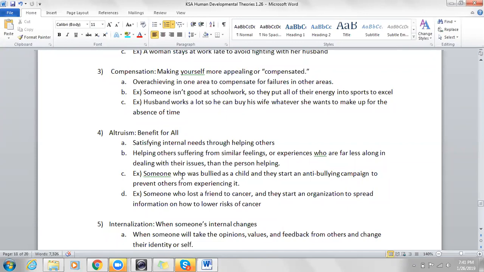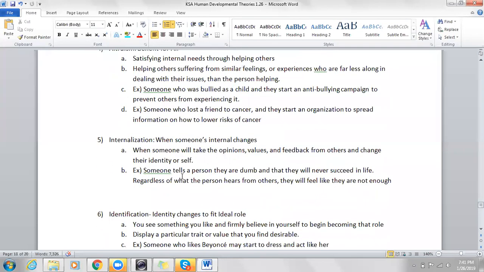Altruism is the benefit for everybody. So this is satisfying internal needs through helping others. Meaning, let's say I had past traumas and then I help people process their traumas. So this is helping others from suffering similar feelings that you have experienced in the past or are currently going through. So for example, someone was bullied as a child and they started an anti-bullying campaign to prevent others from doing it. Another example is someone who lost a friend to cancer may start an organization to spread information on how to lower the risk of cancers.